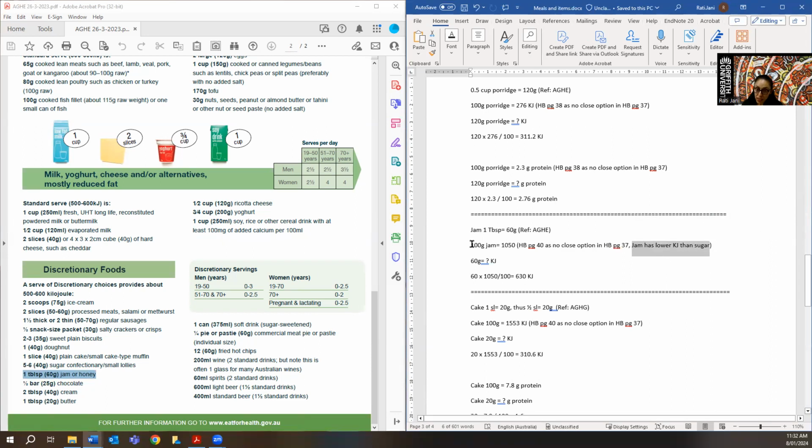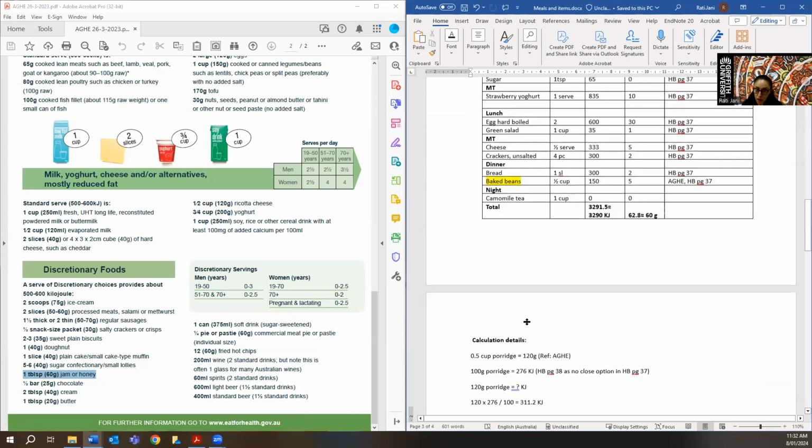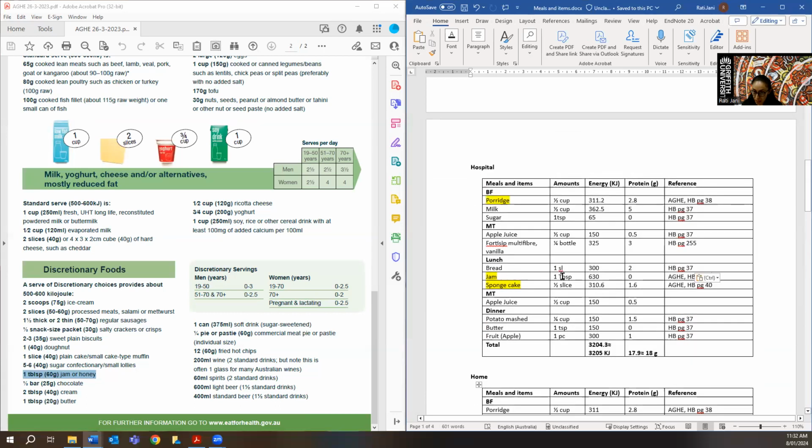So yes, I go to page 40 for my 7th edition, the per 100 gram per 100 ml detailed ready reckoner. 100 gram of jam gives me 1050 kilojoules. I know the patient is having 1 tablespoon of jam, which is 60 grams. So how many kilojoules is that? It is 630 kilojoules. Jam obviously has very little protein, so I wouldn't even be bothered calculating the protein. So 630 kilojoules is the energy.